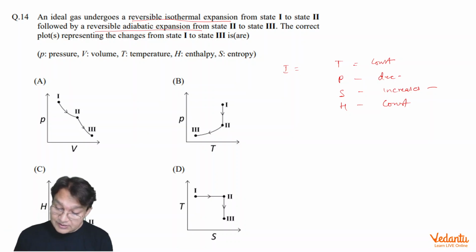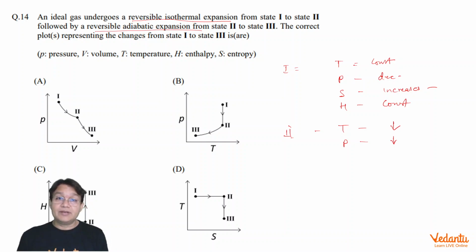Similarly, for the second process, the temperature should decrease because it is reversible adiabatic expansion. Pressure here should also decrease because we are allowing the pressure to become less, and that is why the system is expanding and the temperature is dropping, because the gas is doing some work. Entropy is constant in this process because it is an isentropic process. The system's entropy is not changing, and since temperature is decreasing, enthalpy is also decreasing.